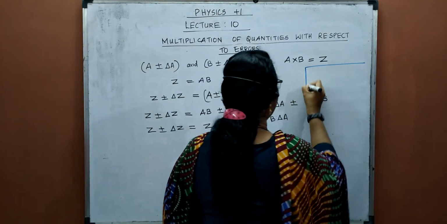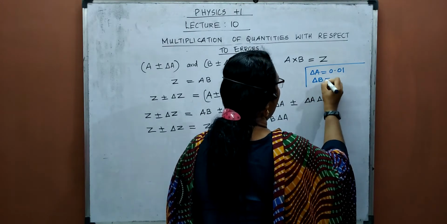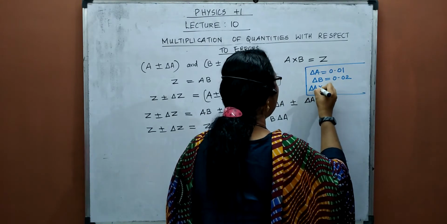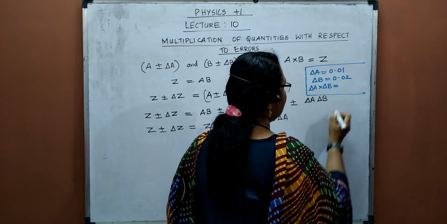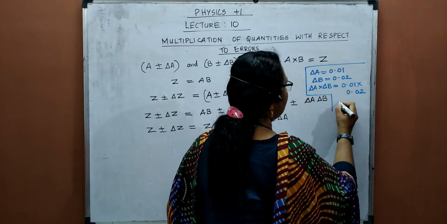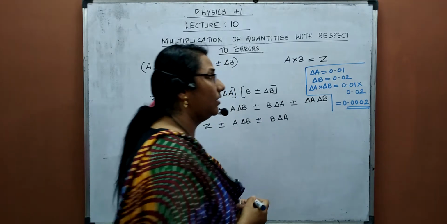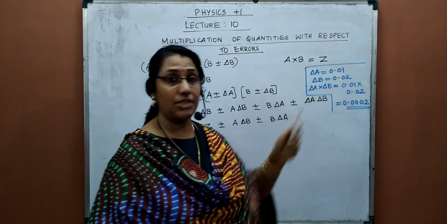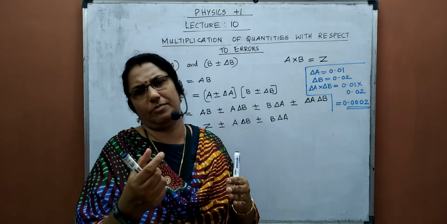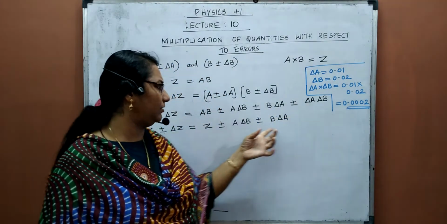For example, delta A is given as 0.01 and delta B is given as 0.02. We have to take delta A into delta B. What will be the answer? 0.01 into 0.02 becomes 0.0002. Is it clear? The errors were 0.01 and 0.02, but when they are multiplied, a very small value is obtained. This small value will have to be added or subtracted with the other value.